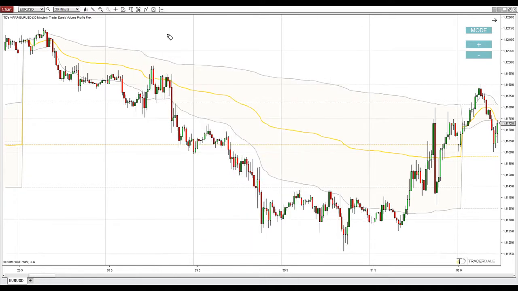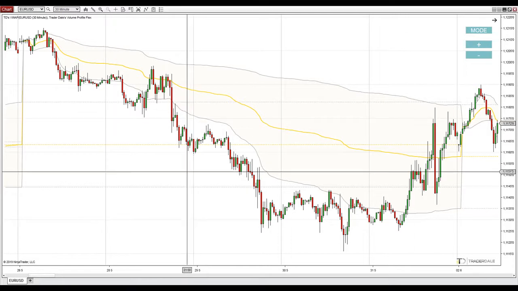Now this chart shows a euro dollar 30-minute chart, and as I said, this is the weekly vwap. Now you can trade the vwap as a standalone strategy, but you can also use it as a confluence with the volume profile. I prefer to use it as a confluence with volume profile. For example, like this.